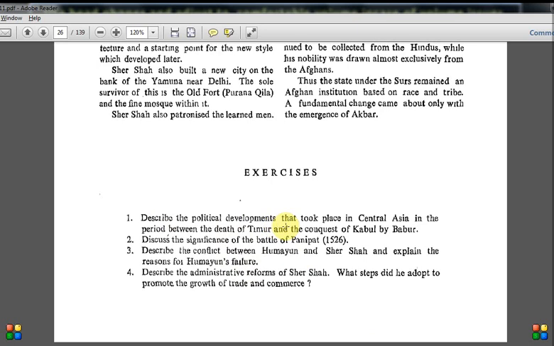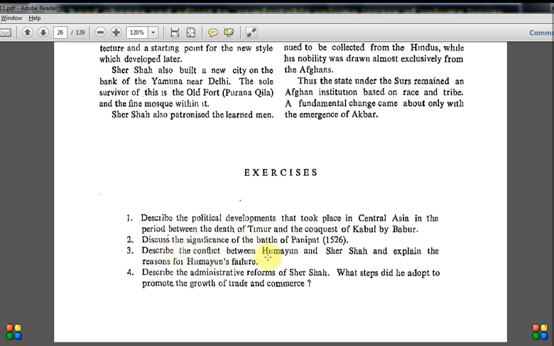Describe the political developments that took place in Central Asia in the period between the death of Timur and the conquest of Kabul by Babur. So this is the emergence of Babur. And the significance of the Battle of Panipat. These 2 things were there in our first video. So if you have understood this whole story, then you can easily write this answer. Watch my first video, you can answer this. Then if you watch the second video, you can answer this one.